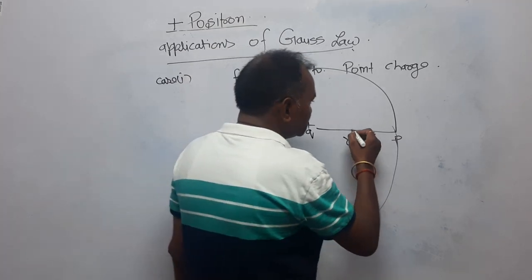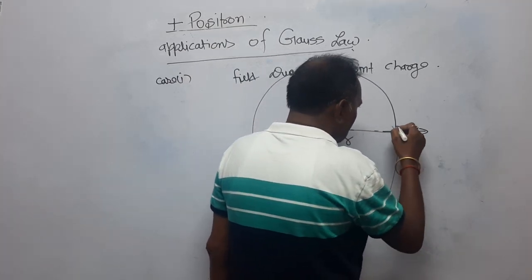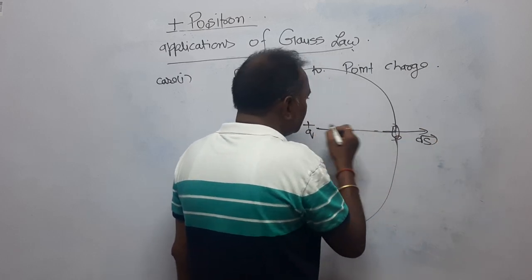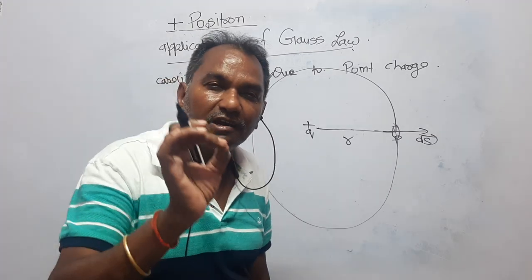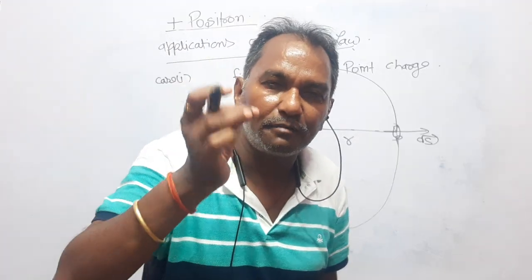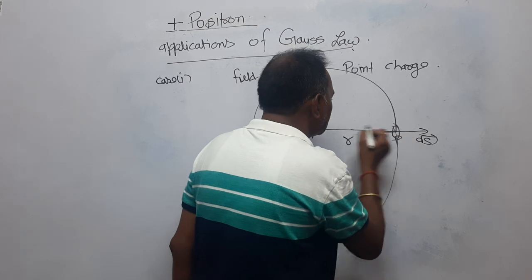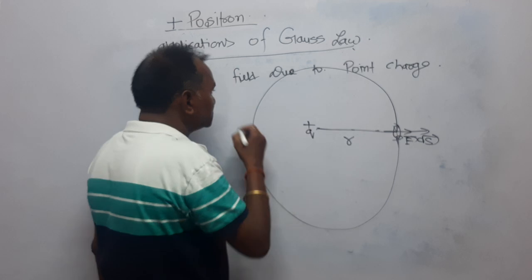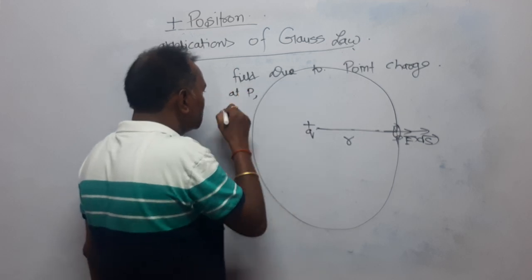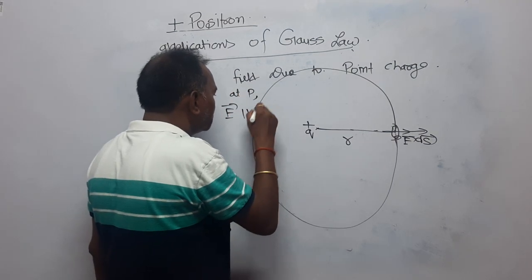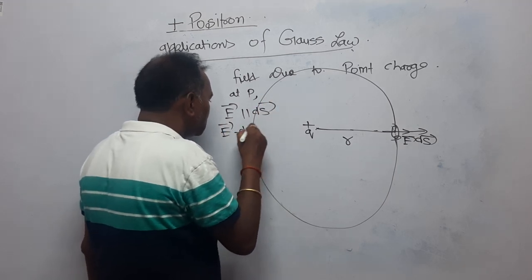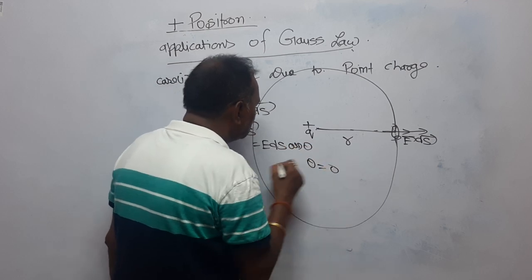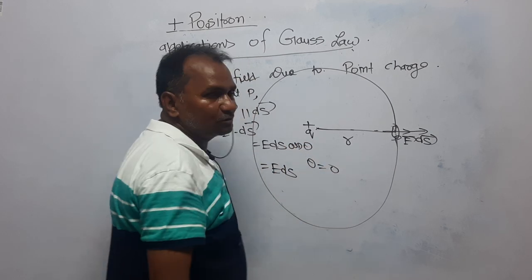Dear students, at this point look here, this is the area vector, and the direction of area vector and electric field. In order to find the direction of electric field at any point, just imagine a positive test charge. That will be repelled in the same direction. It means in this case, at P, vector E is parallel to vector ds. So E dot ds is equal to E ds cos theta. Theta equals 0, so it is E ds cos 0, which is 1.